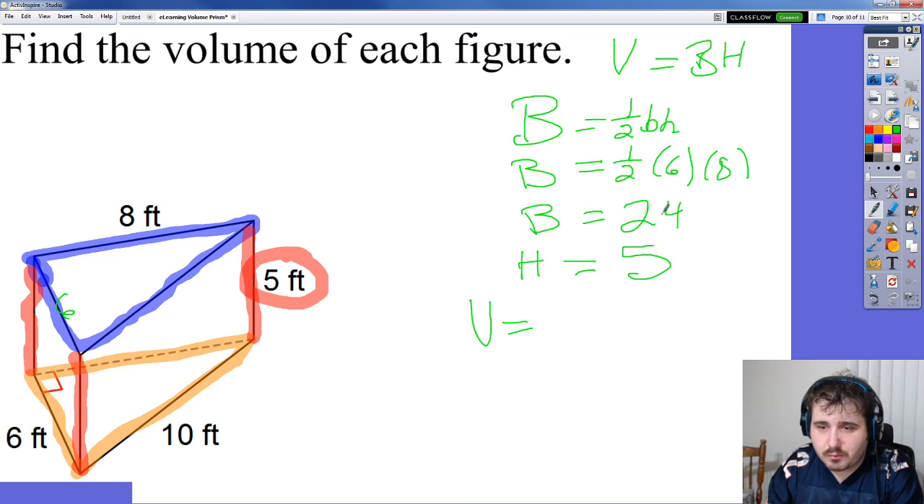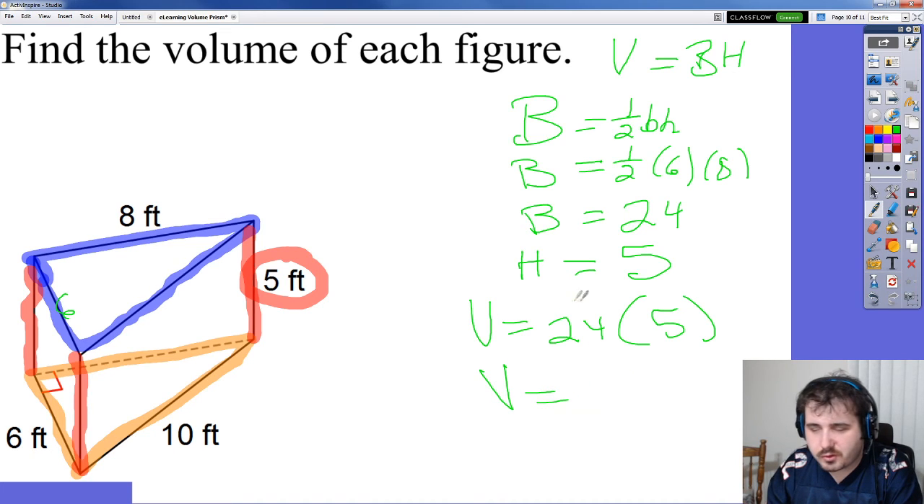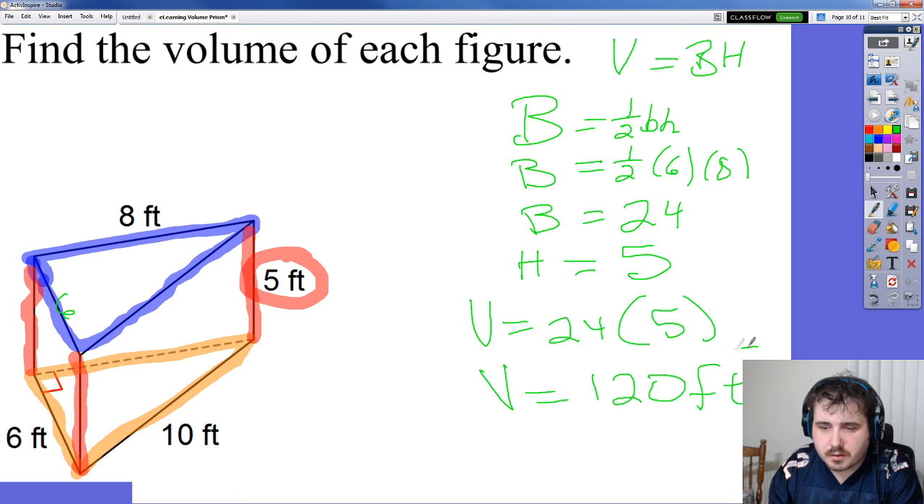Volume equals base times height. Well, the base is 24. The height is 5. Multiply that out. 24 times 5. Here's another good mental arithmetic thing. Multiplying by 5 is the same as dividing by 2 and multiplying by 10. So half of 24 is 12, and then times 10 is just put a 0 on it, so 120. 24 times 5 is 24 times 10 divided by 2. 240 divided by 2, 120. Units are feet, and since this is volume, we want it to be feet cubed.